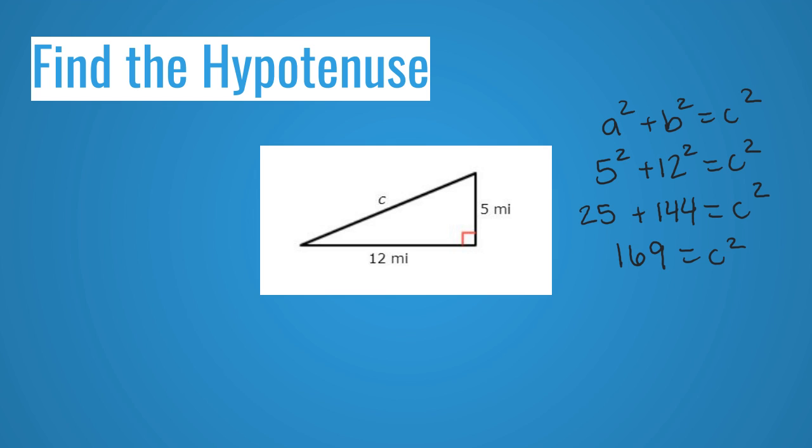So now my final step is to do what? To take the square root of both sides. And some of you maybe already know the answer and you just got it. But if not, take the square root of 169. The square root of 169 is 13. So c equals 13. I hope all of this makes sense.